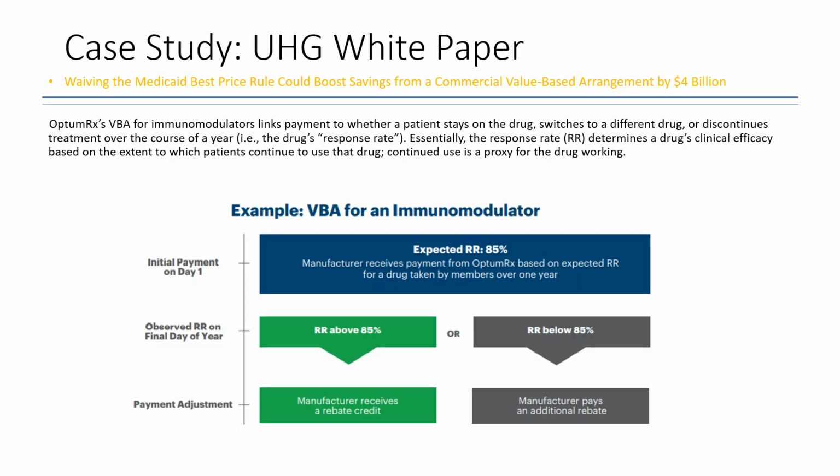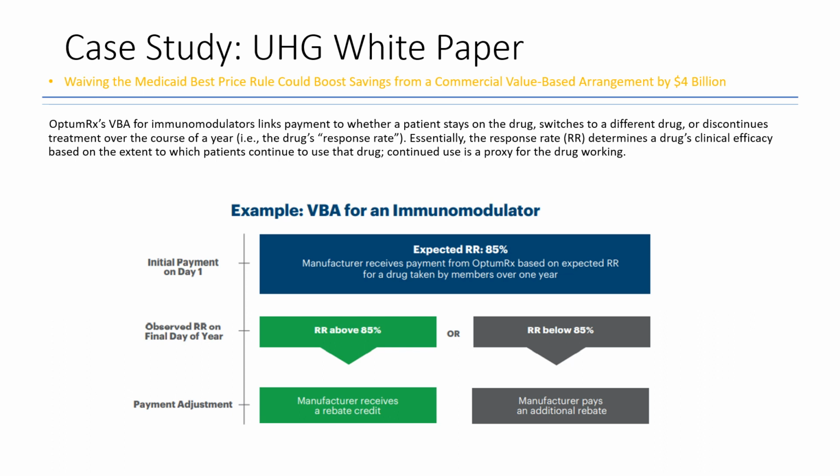This is a white paper that we published as an example, and I'm going to talk through some of the details with you. This value-based contract idea was that we were going to link the payment to whether a patient stays on the drug, switches to a different drug, or discontinues treatment. That was called the response rate. Essentially, we were tying adherence and persistence as a proxy to the drug's clinical efficacy. And we were going to calculate the response rate for the entire class, and that's really the baseline.